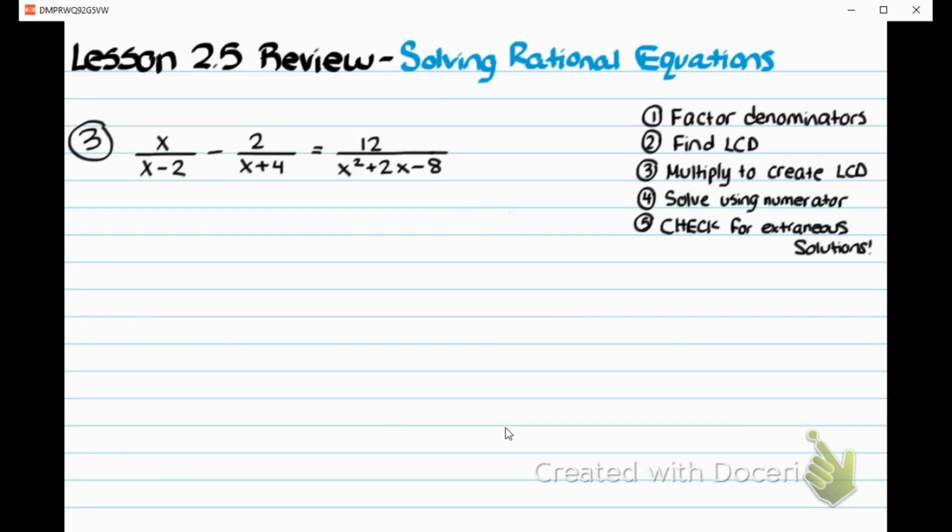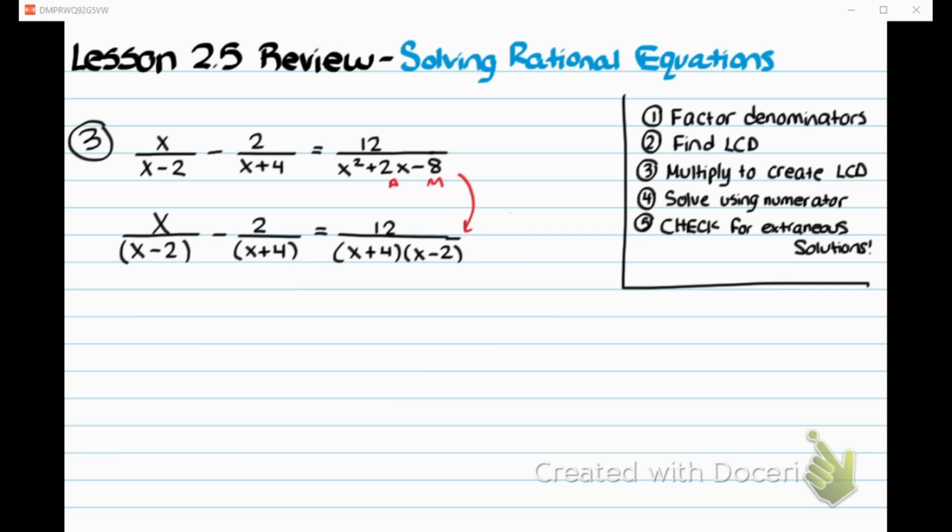Okay, so this is the last question. I still have the steps up on the side, so you can check those if you need to. So our first step is to factor the denominators if we can. Which denominator can we factor? Hopefully you said the third one. So the first two were just x minus 2 and x plus 4. We can't factor those. We put them in parentheses. The third fraction denominator we can factor by am. So two numbers that multiply to negative 8 but add to 2 are positive 4 and negative 2.